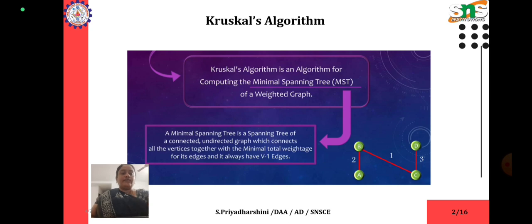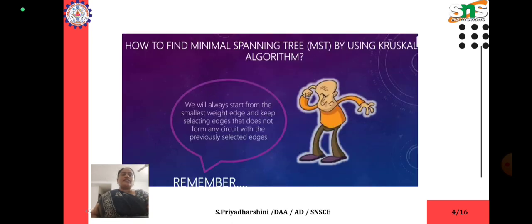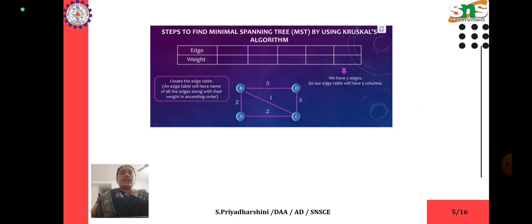Let's see a graph. So this is the graph. We know the vertices and the weight of each edge. So how do we find the minimal spanning tree by using Kruskal's algorithm? We will always start from the smallest weight edge and keep selecting edges that do not form any circuit with the previously selected edges. Do always remember the steps to find the minimal spanning tree using Kruskal's algorithm.